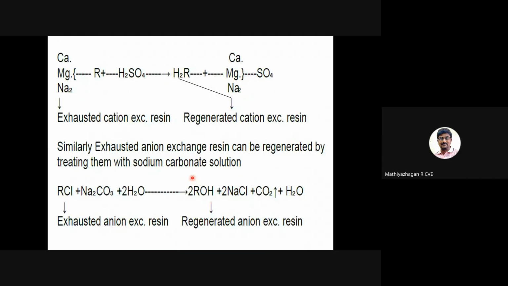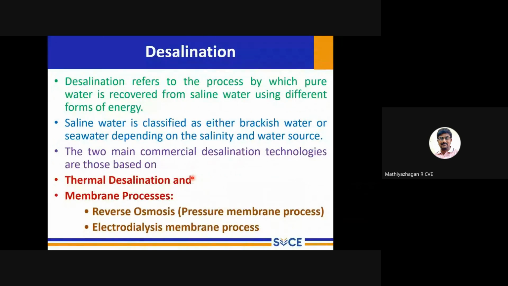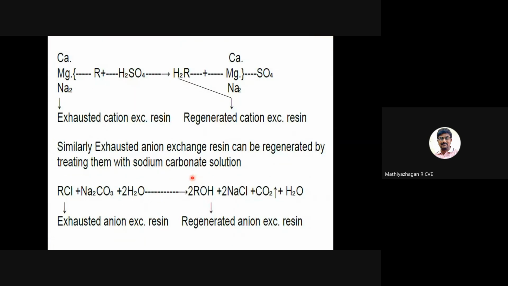So cation exchange resins are regenerated using the acid solution. Then the anion exchange resins are regenerated using the base, the alkaline solution.